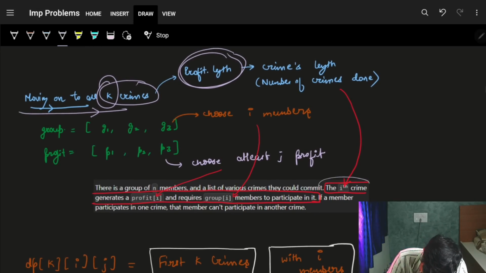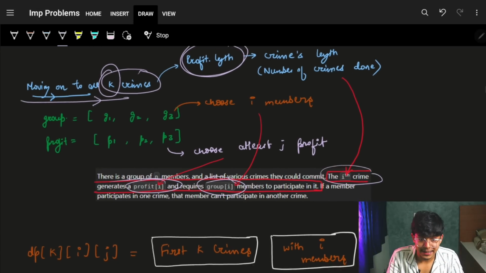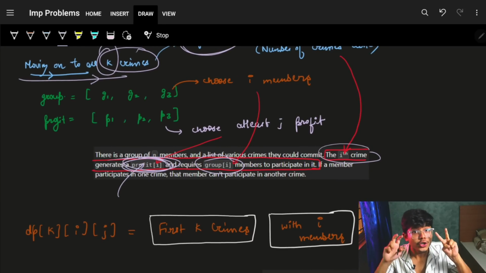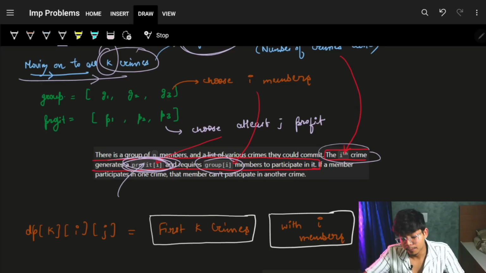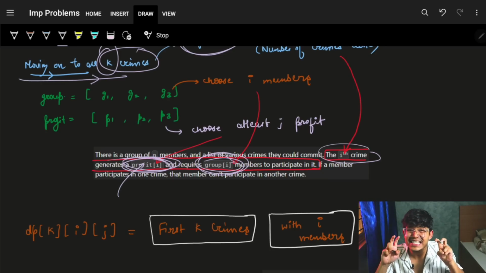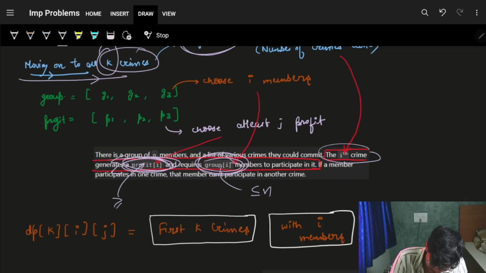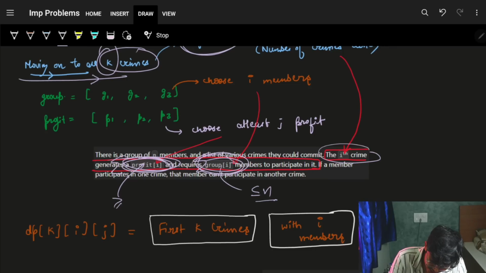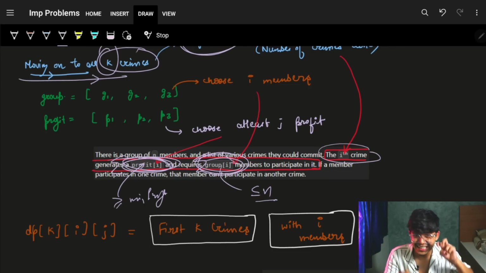You saw that the ith crime generates a profit of Pi and requires a group of I members. The condition on profit is there because the profit sum should be more than or equal to the minimum profit, and the group of I, which means the sum of members, should be less than or equal to n. The sum of these groups should be less than or equal to n, and the sum of this profit should be more than or equal to minimum profit. That is the condition I am describing.